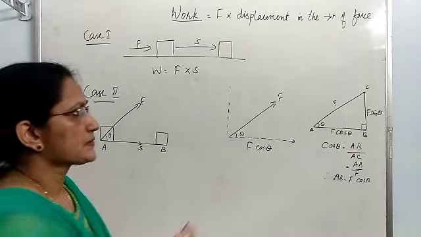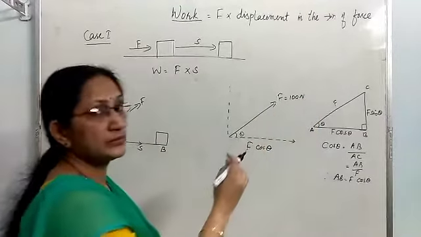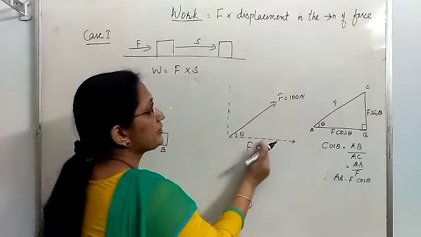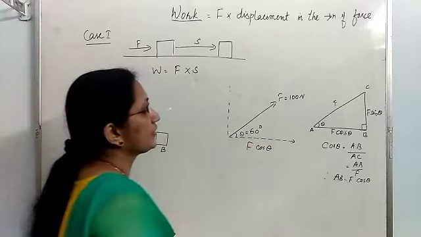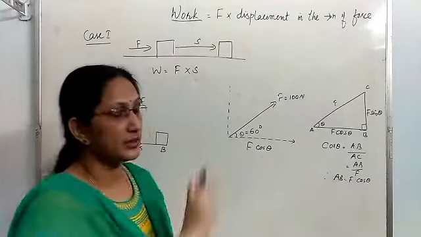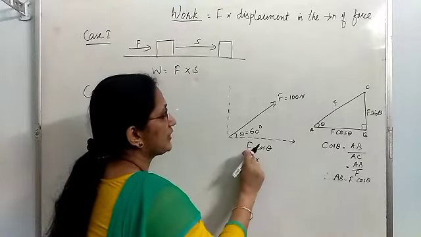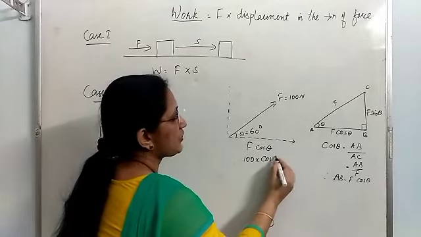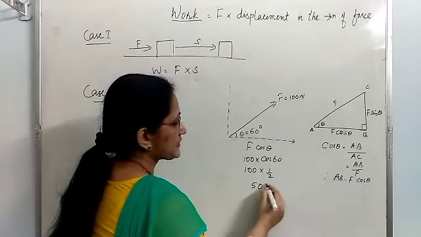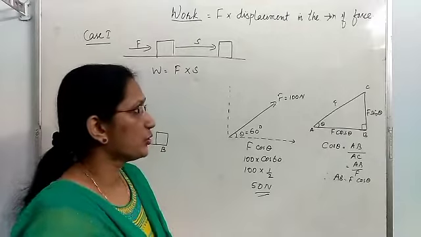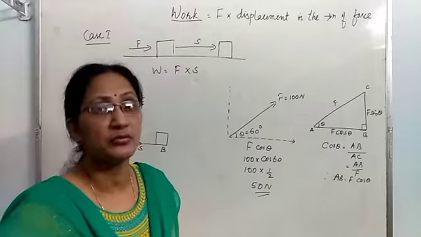Listen to one example. Suppose a force of 100 Newton acts along this direction, and the angle between the horizontal and the force is 60 degrees. Then how much force will be available in the horizontal direction, that is F cos theta. F is 100, cos theta means cos 60, that means 100 into cos 60, which is 1 by 2, so the answer is 50 Newton. That means though the total force is 100 Newton, the force available horizontally is only 50 Newton.